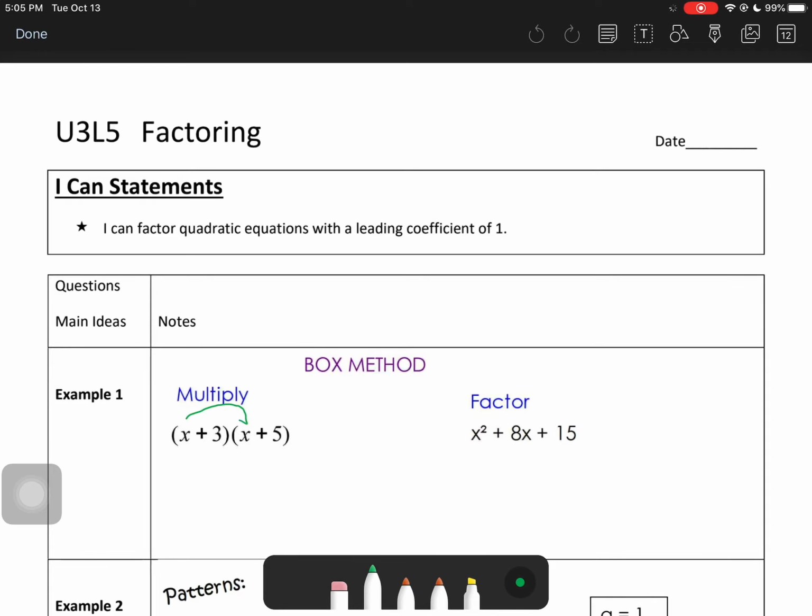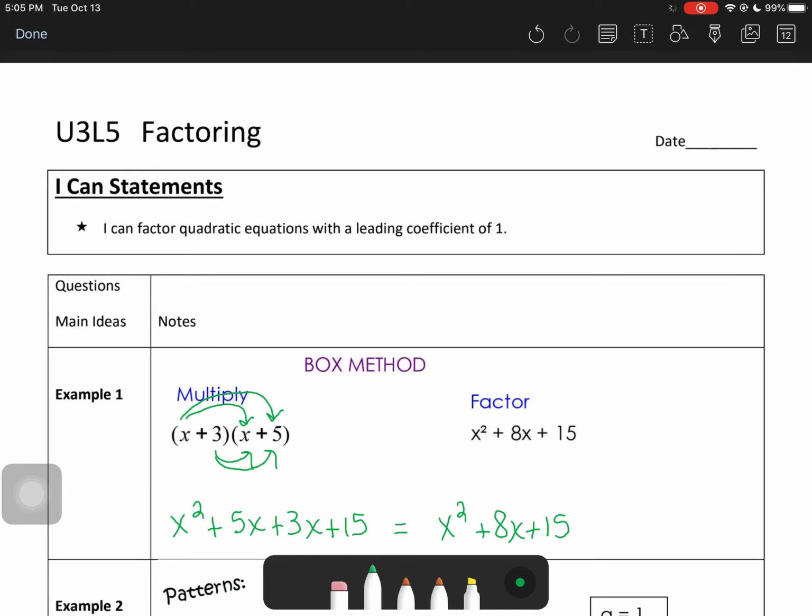So, x times x is x squared. X times 5 is 5x. 3 times x is 3x. 3 times 5 is 15. And when we combine like terms together, and when we write our quadratic in the correct order, we get x squared plus 8x plus 15.